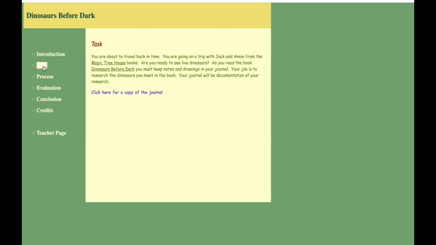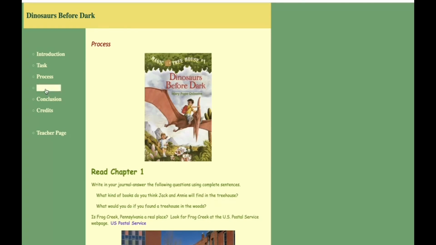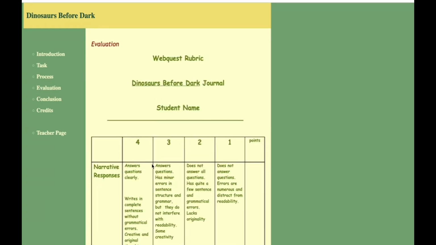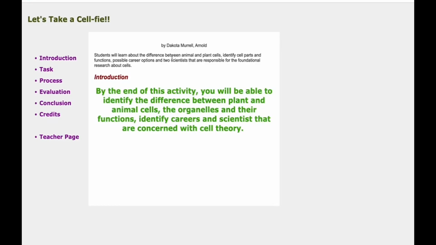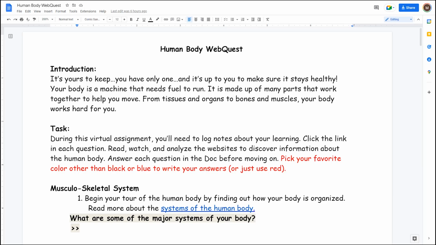So you can click through them, go to the links, and the evaluation part, which is a rubric, and a conclusion just to wrap it up. So this is one way to get a WebQuest. It's an easier way, but they may not have the information that relates to the standards that you're teaching. So that's why I like the DIY better, because I can make it how I want.